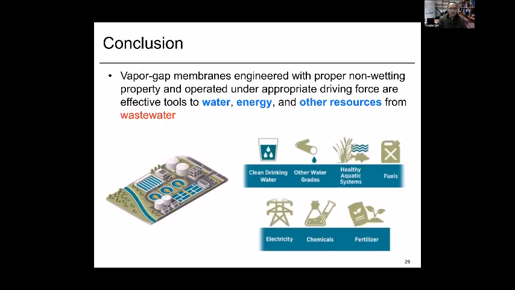Just to conclude, I hope I showed two examples of vapor-gap membrane applications for water and energy recovery. But basically, if the non-wetting property is properly engineered and if it is operated under the proper driving force, these vapor-gap membranes are highly effective tools to recover water, energy, biochemicals, fertilizers, and so on from wastewater.